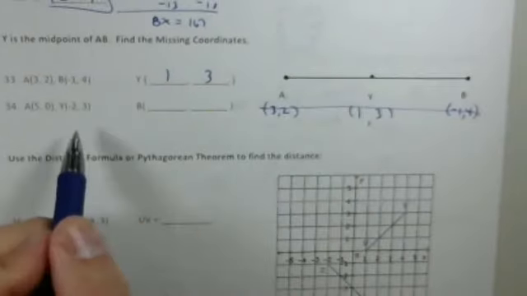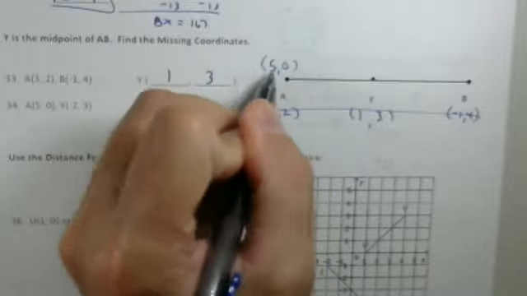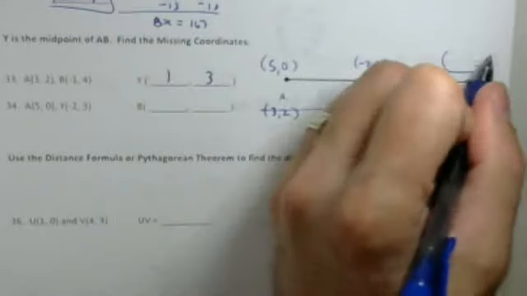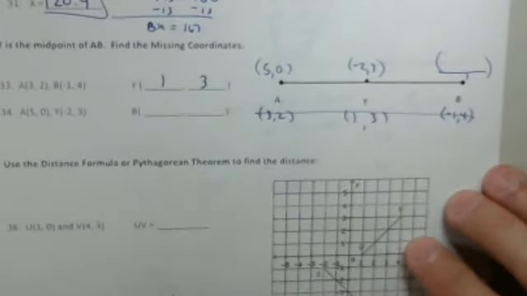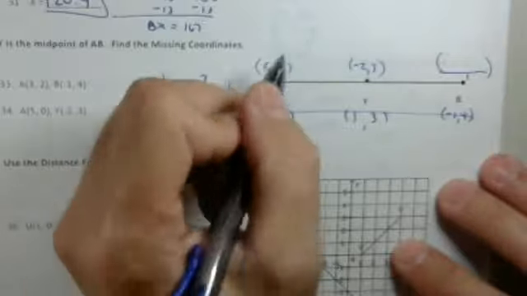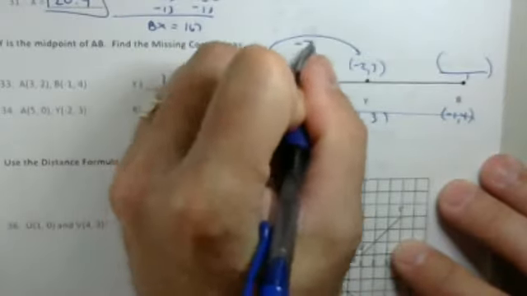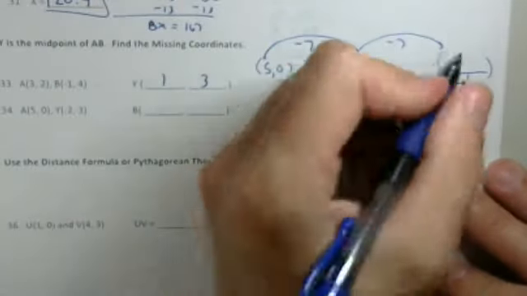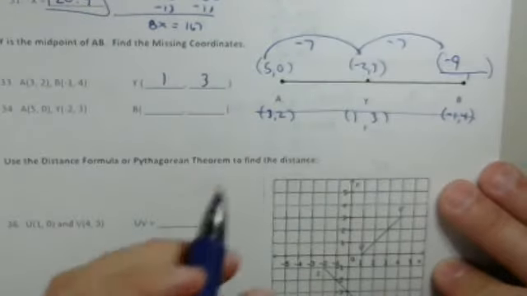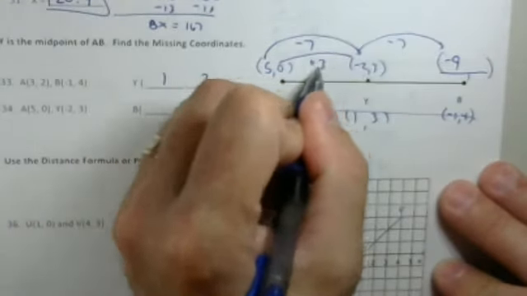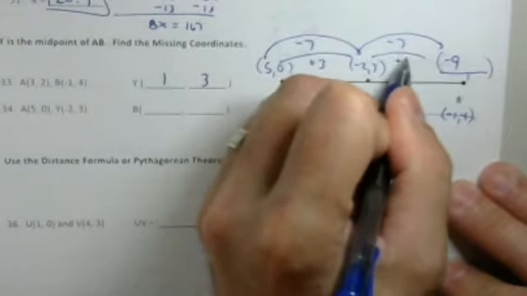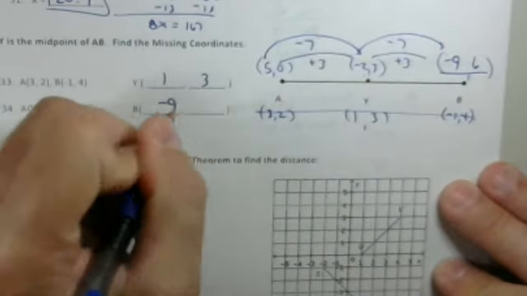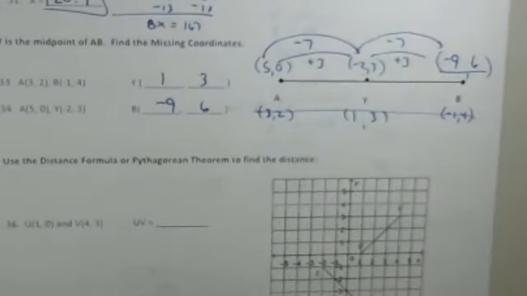Now, for the next one, notice they give us A and Y, and they're asking us to find B. On this one, we have to use common difference. So from 5 to negative 2, we subtracted 7. So we're going to subtract 7 more. Negative 2 minus 7 is negative 9. And then from 0 to 3, we added 3. So from 3 to there, we're going to add 3 more. 3 plus 3 is 6. So my ordered pair is negative 9, 6.